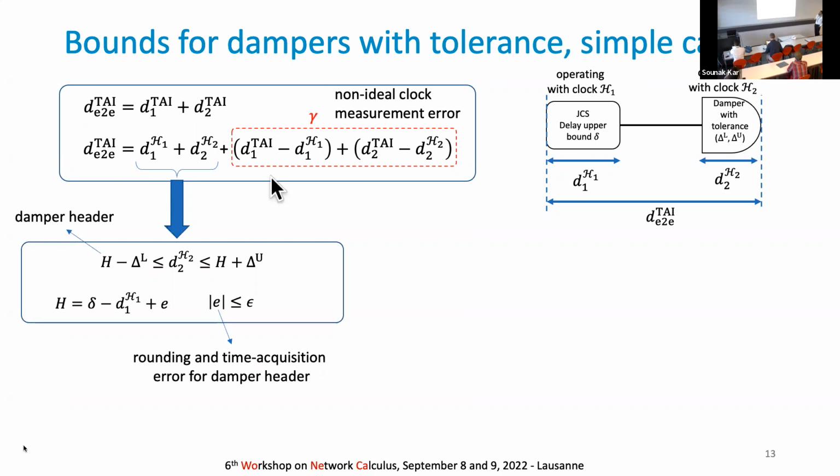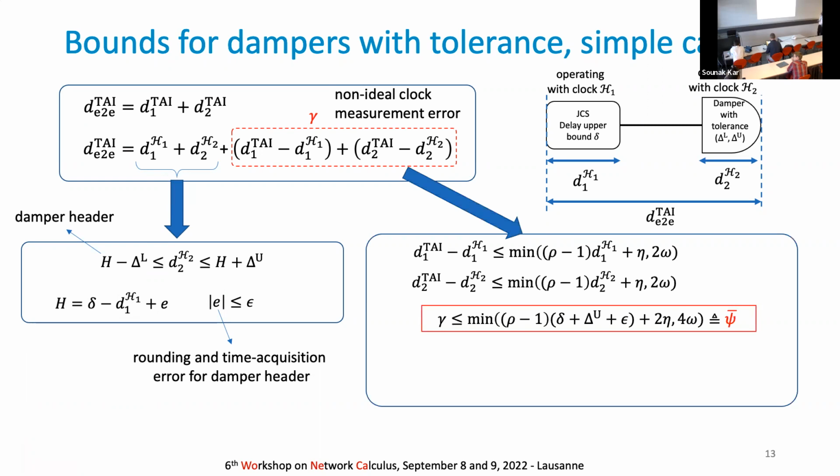So it is simple. Here we have a delay bound, a delay for the JCS with local time, and then there is the delay for the damper. We know that the delay of the damper is simply the damper header plus some tolerance. And the damper header is nothing more than the earliness, which is the difference between the actual delay within the JCS subtracted from the delay bound. So if we combine them together, we can find the bound for this.